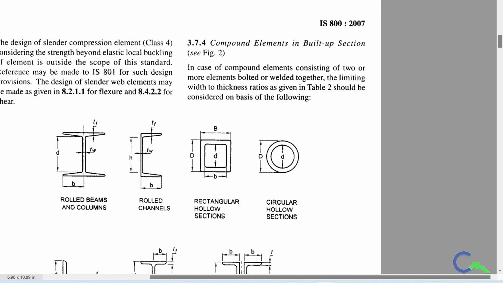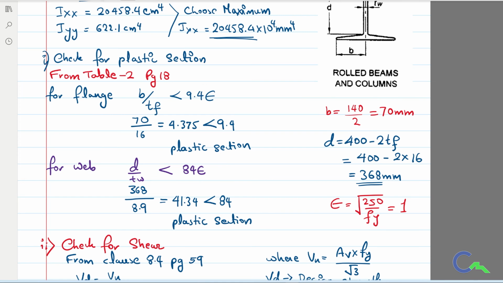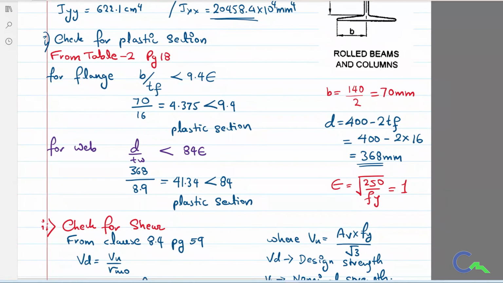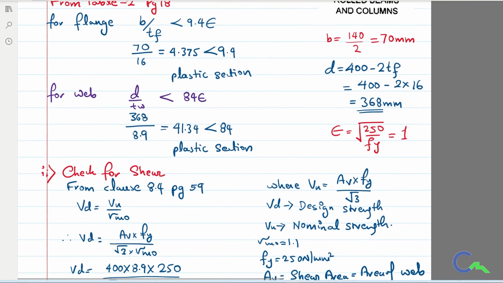So B is nothing but width of the flange divided by 2, D is nothing but the H minus 2 times TF you have to do. So I'm going to get B is 70, 140 divided by 2, D is 380, 368. So epsilon we know that root of 250 divided by Fy, so you'll get 1. So in both the conditions it is going to satisfy the plastic section condition, so it is safe.